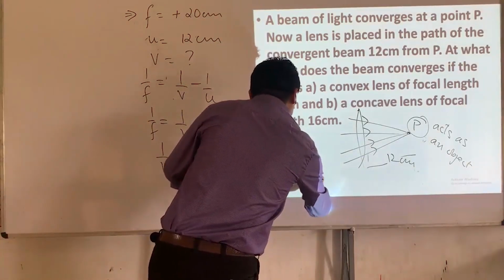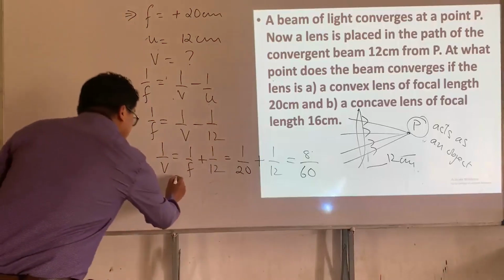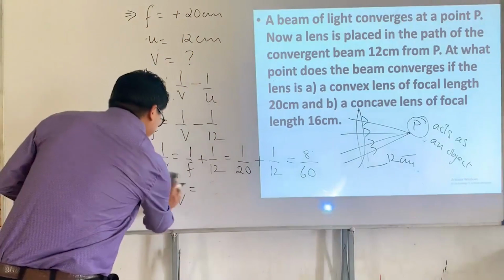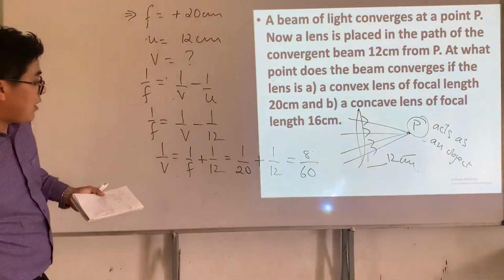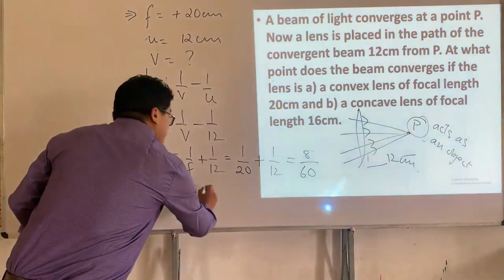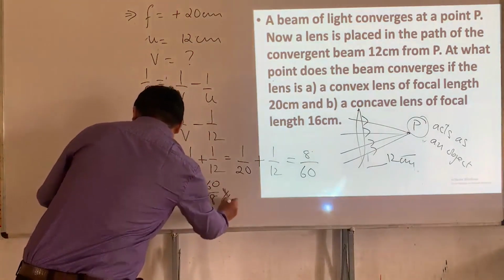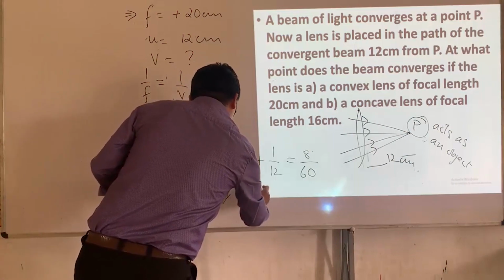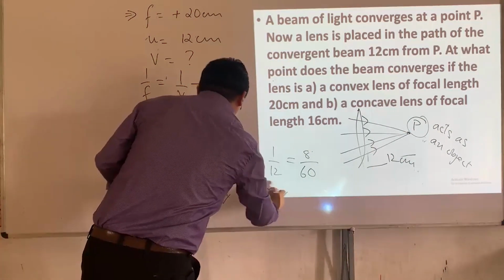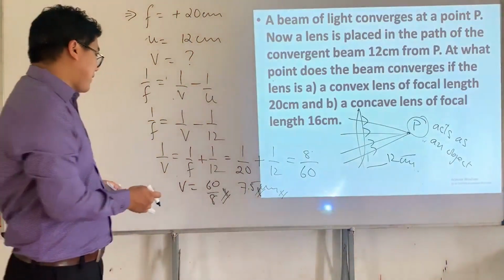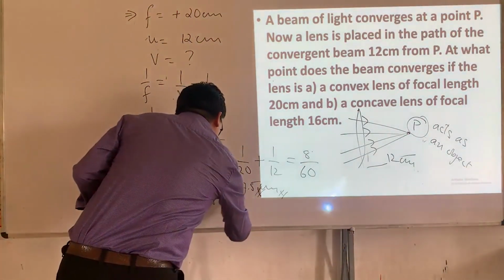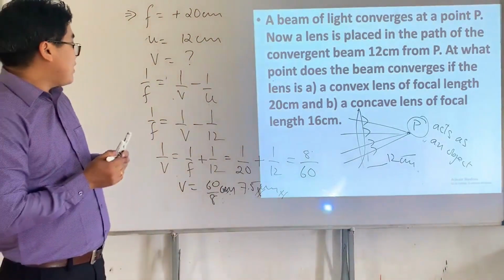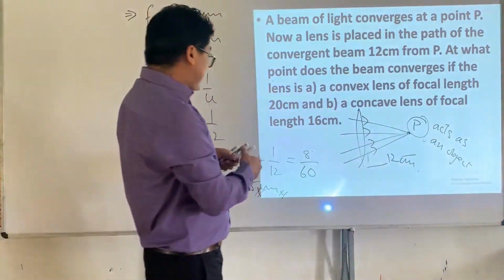8 divided by 60. When you do this, V is equal to 60 divided by 8. This is the answer. It is roughly 7.5 centimeter, right? So this is the answer V. This is the V, right?